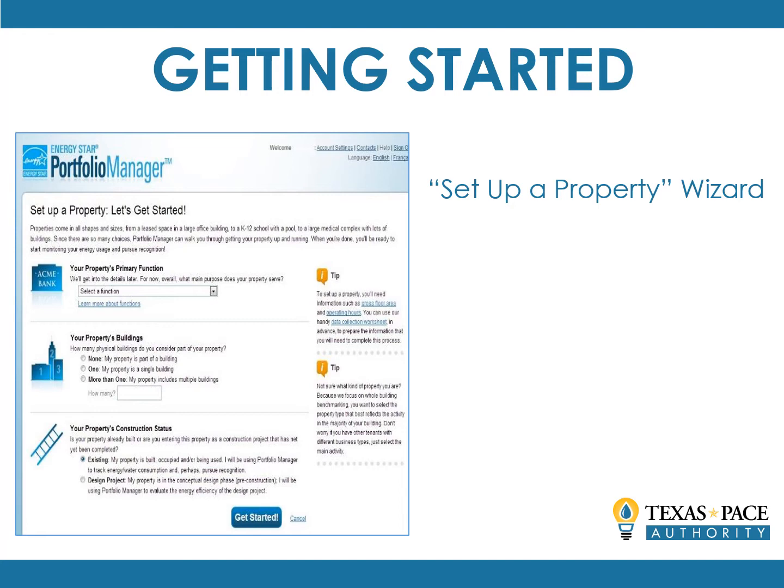Some properties are eligible for a 1 to 100 score, and all properties are able to benchmark. A secondary use type can be added later in the process. Then select if your property is part of a building, a single building, or part of a multi-building campus. The next question asks for a construction status. Select Existing. Then press Get Started. If you want to play and get more comfortable with the tool, there is an opportunity to select Test Building on this page.